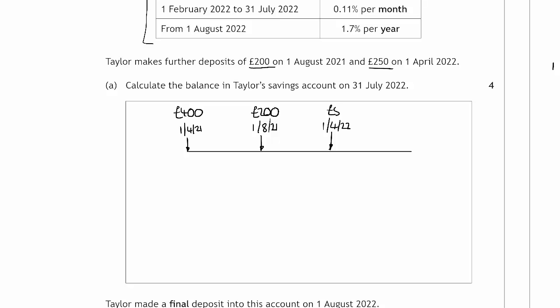Not 500, 250. Now what we're then going to do is have a wee look into the account on the 31st of July, to see how much money they've got. Just to keep ourselves right, that's 4 months, that's 8 months, and then you've got another 4 months.